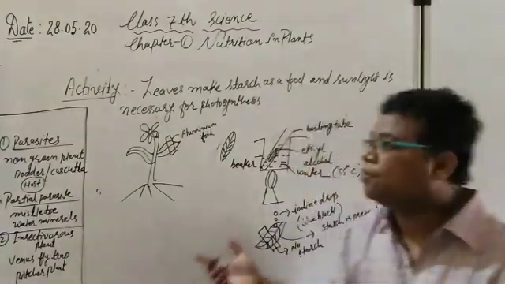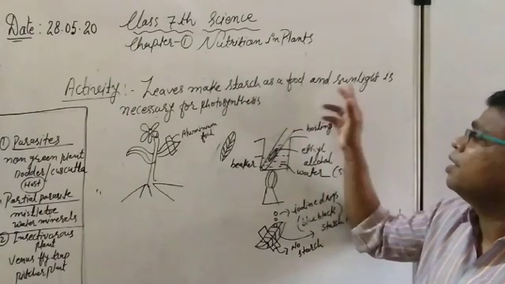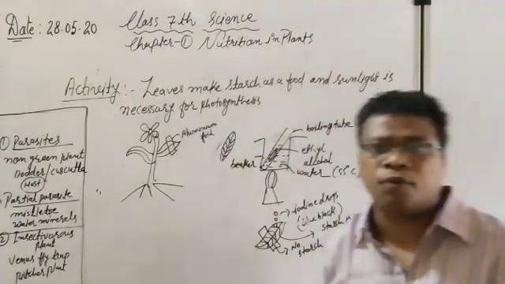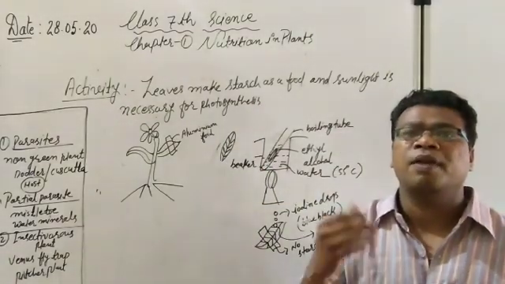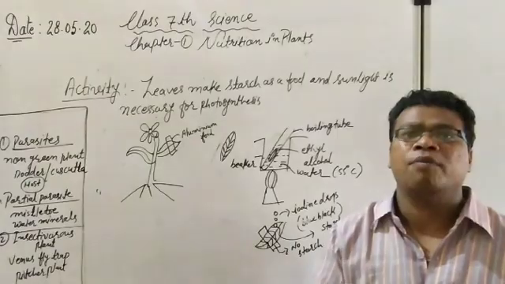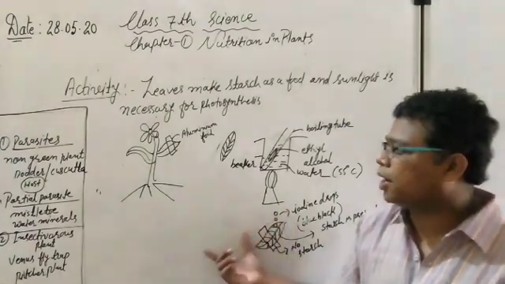So according to the activity, we have to prove that leaves actually make starch as a food material, and sunlight is very much necessary for photosynthesis. It means that in the absence of sunlight there will be no preparation of food. And what is the food? It is nothing but starch, which we are going to test right now.